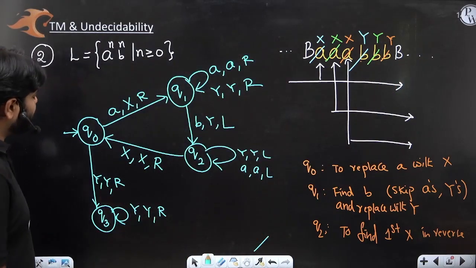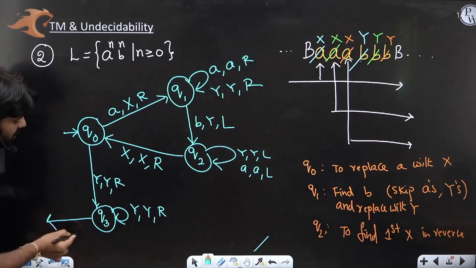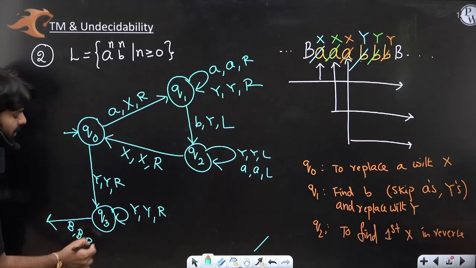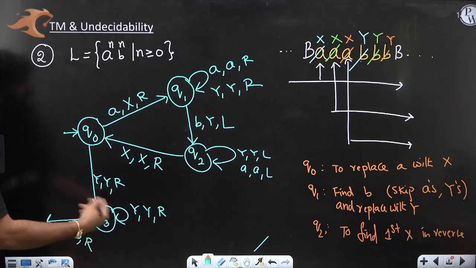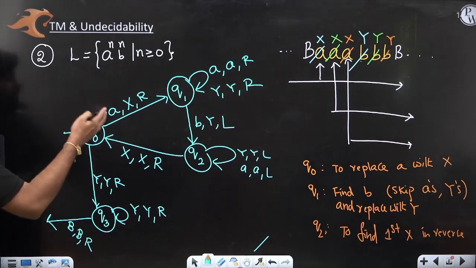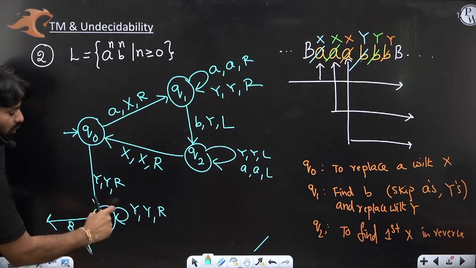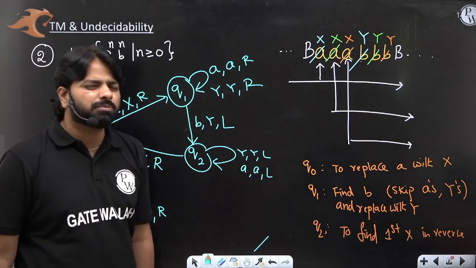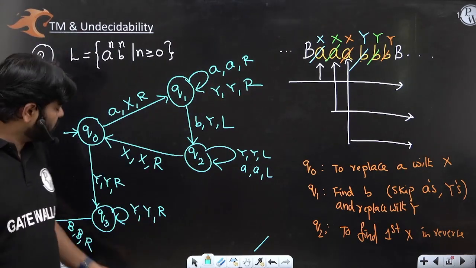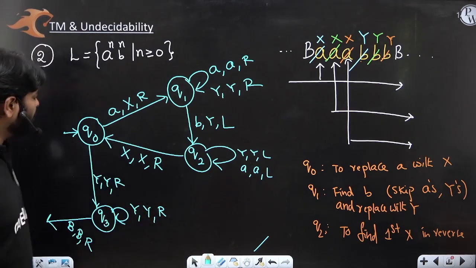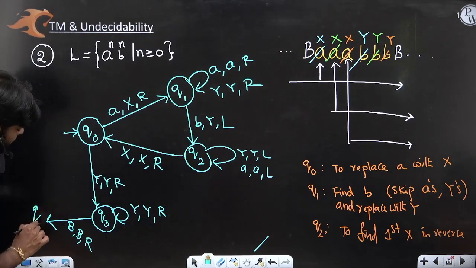If only Y's are there, then you must reach the final state only on a blank. If the blank comes, moving right or left doesn't matter. When the blank comes after just skipping the Y's, the number of A's equals the number of B's, so there is no B left. Suppose from Q3 you see a small b or small a after the Y's; then you don't have a transition, and it goes to the dead state. So that is not accepted. This is the final state.